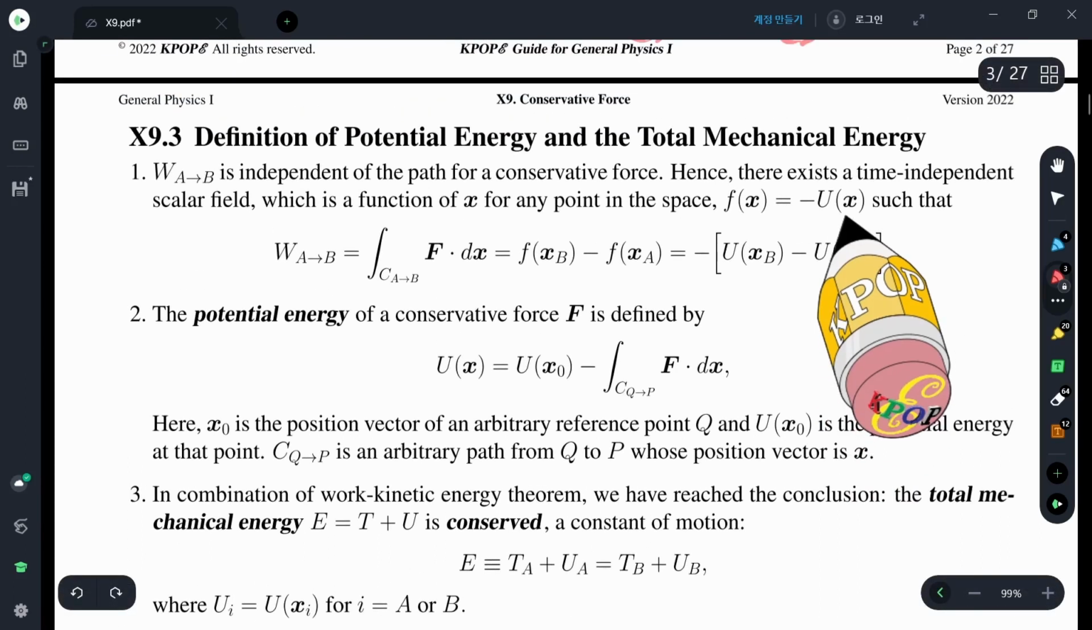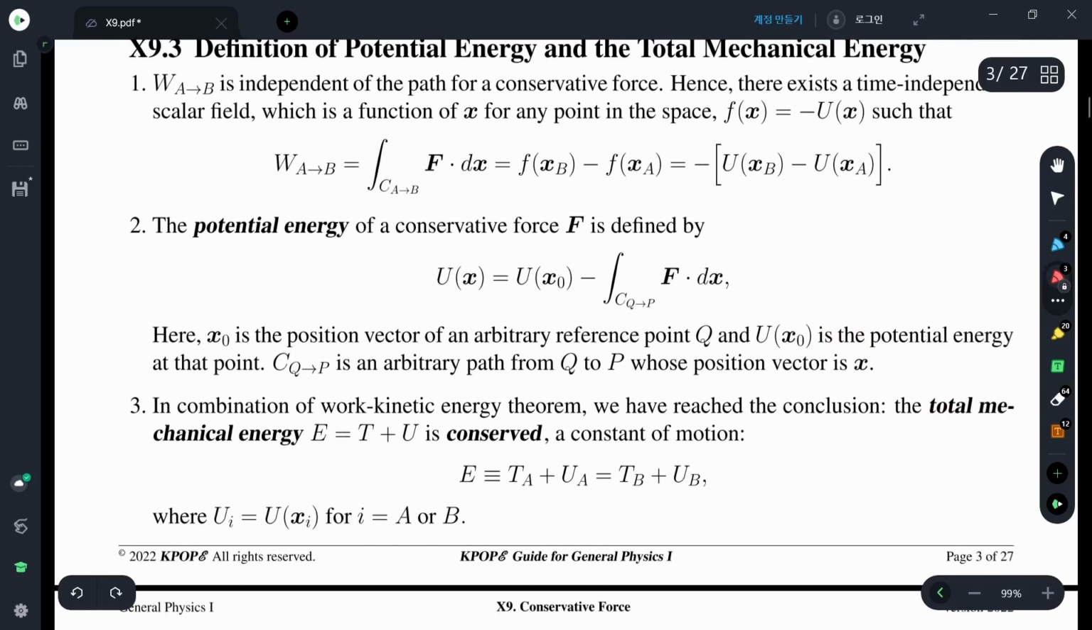Definition of the potential energy and the total mechanical energy. The definition of potential energy is already explained.